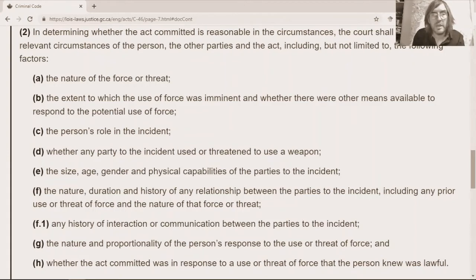the nature, duration, and history of any relationship between the parties to the incident, including any prior use or threat of force and the nature of that force or threat, any history of interaction or communication between the parties to the incident, the nature and proportionality of the person's response to the use or threat of force, and whether the act committed was in response to a use or threat of force that the person knew was lawful.